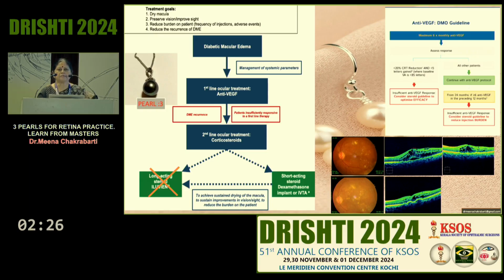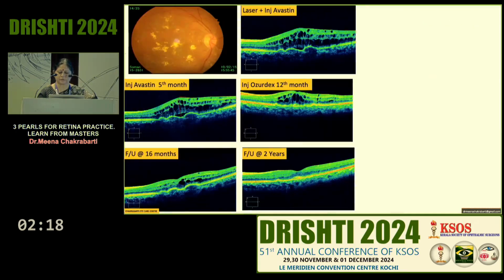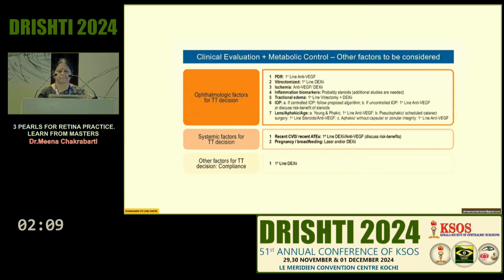And if at the end of the first year, the patient needed more than 6 injections, I would shift focus of my therapy to start using steroids, such as in this patient, in whom at the end of 16 months, by the end of 2 years, the macular edema could be controlled.